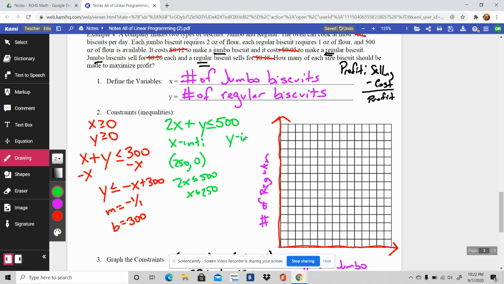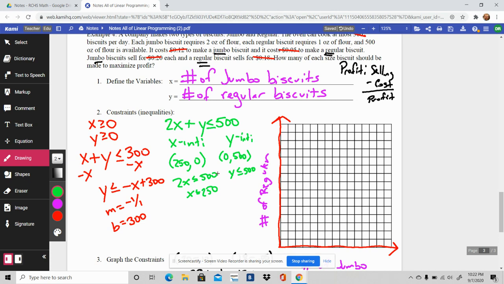The y-intercept, that's when your x value is 0. So if you plug in 0 for x right here, 0 times 2 is 0, plus y is less than or equal to 500, which means that the y-intercept is at 500.